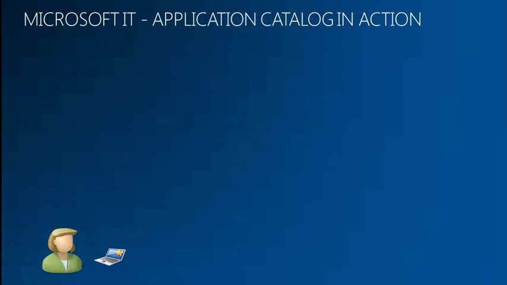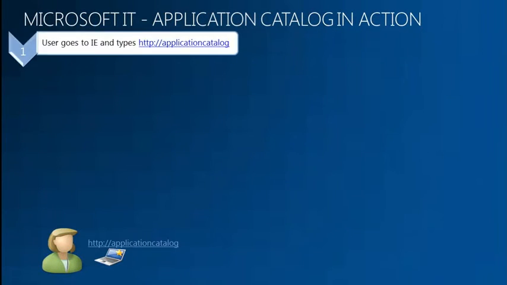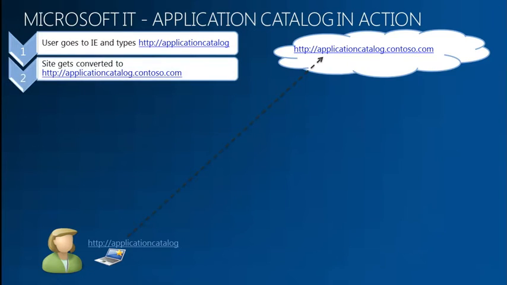So here is a user. He goes to the IE and types application catalog. That's a friendly name that we are using. What happens? It gets converted into the GTM FQDN. This is a simple DNS redirection. And what you see on the right-hand side is the GTM cloud, the Big IP cloud. Not that cloud, but just a GTM cloud.